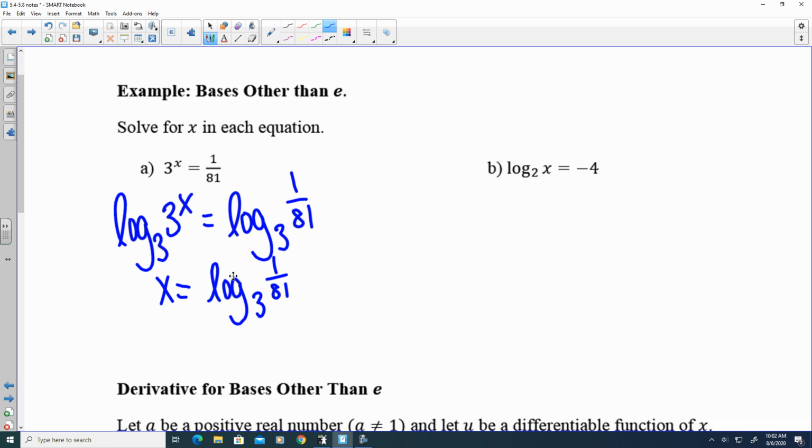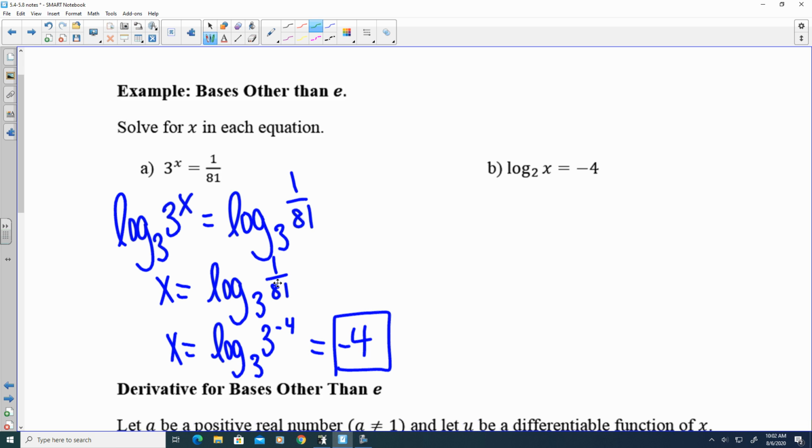I can either use the change of base formula that I briefly talked about on the last page, or we can recognize that 1/81st is the same thing as 3 to the negative 4, and the 3's cancel. I'm left with just the negative 4. If you didn't see that, you could have just done the change of base formula and did log of 1/81st divided by log of 3 on your calculator and gotten that answer.